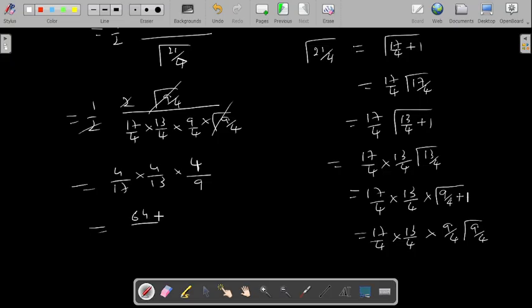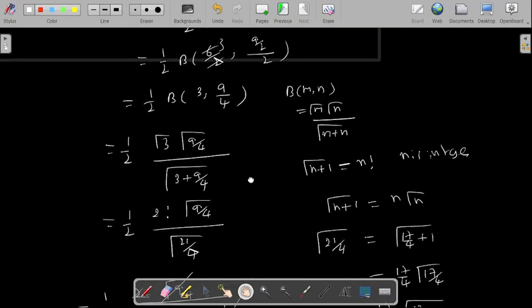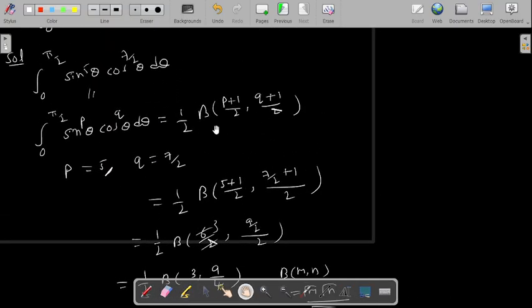Can anybody say what is 17 into 13 into 9? So this will be 1989. This is the answer. So this is a problem, you can use this formula and get the answer very simply. Have any queries, girls? No, sir.